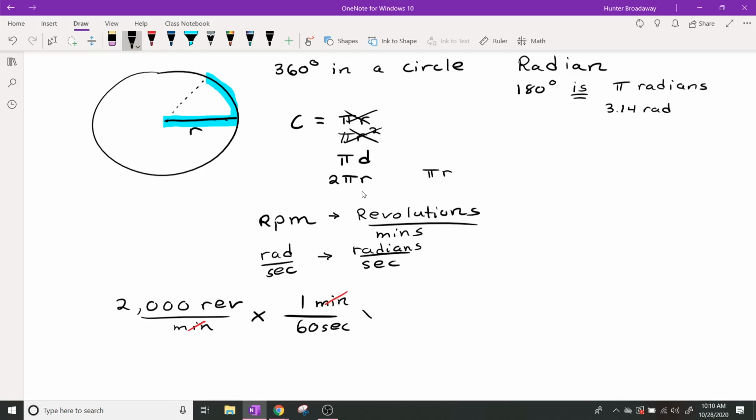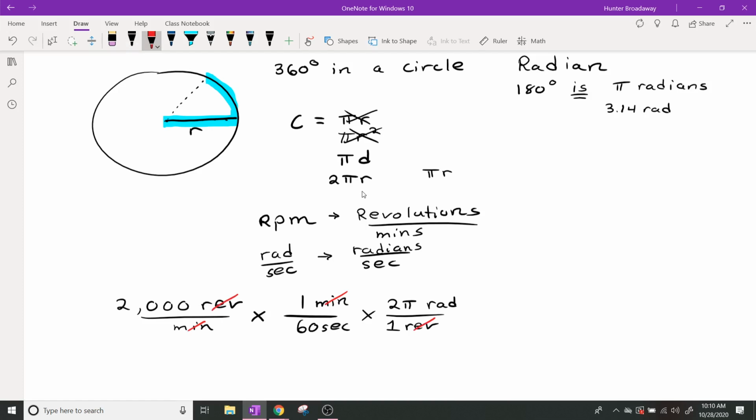Now, the other one that we're learning about right now is the difference between a revolution and our circumference. So one revolution is going to equal 2 pi radians. And then we just have to cancel everything out. The revolutions did cancel unit-wise, revolutions on top, revolutions on bottom.